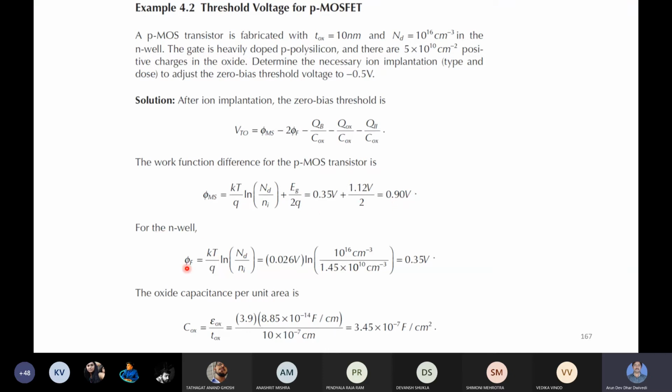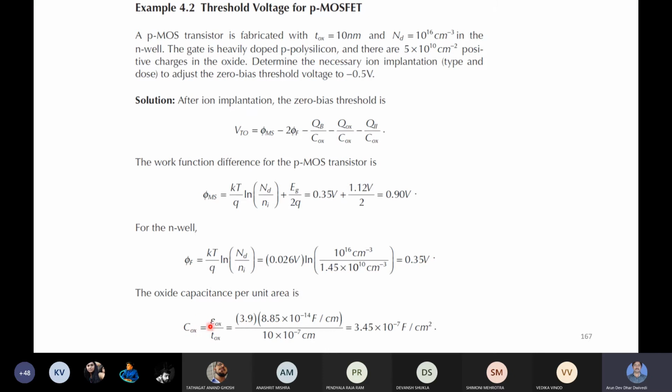Then for the n well we are calculating the Fermi potential. For the n well it is n type, so phi f is given by kT by q ln Nd by Ni. kT by q is defined as the thermal voltage, which is around 0.026 volt, and Nd is given already, and Ni is the intrinsic carrier concentration that we are putting, so 0.35 we can get.